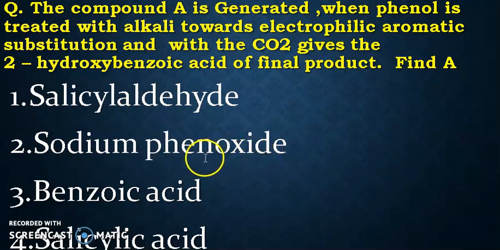Okay students, I think you have understood the Kolbe reaction, how the mechanism happens with the alkali, and how the sodium phenoxide reacts with CO2, and the final product we got is salicylic acid, also through the mechanism of the Kolbe reaction. Okay, let's see in the next video.